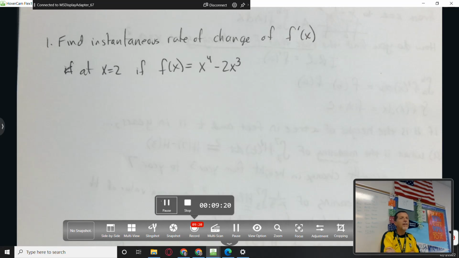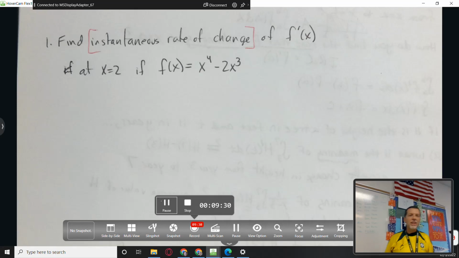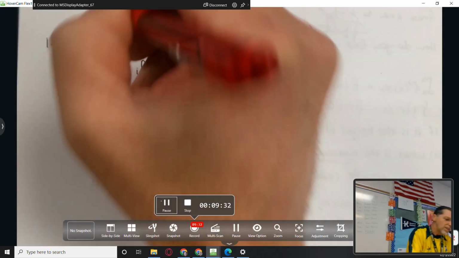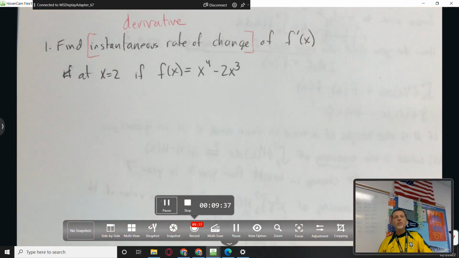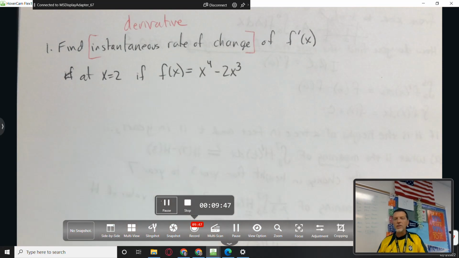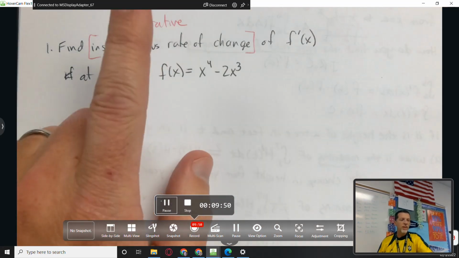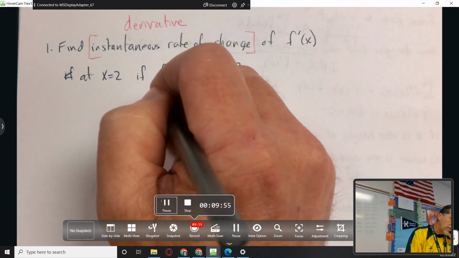So are you asking for the second derivative? Yes. So that's the trick, is you have to read that really, really carefully. Instantaneous rate of change. What does that mean? Derivative. So this is asking you to find the derivative of f prime. If you just read that really quickly and not very carefully, your brain thinks, oh, find the derivative, all right, so let's take a derivative. But that's not what it asks. It wants you to find the derivative of f prime. Well, I guess we better find f prime first.